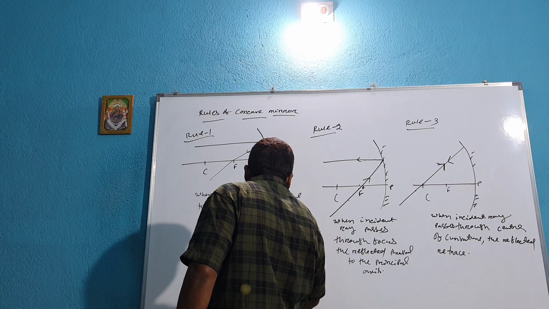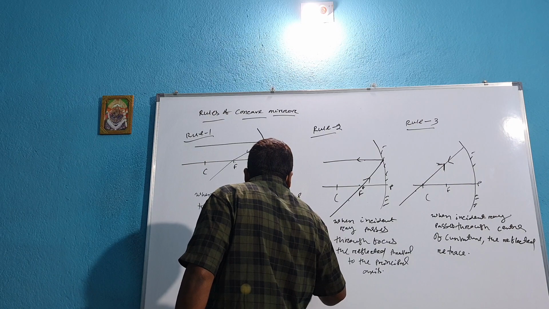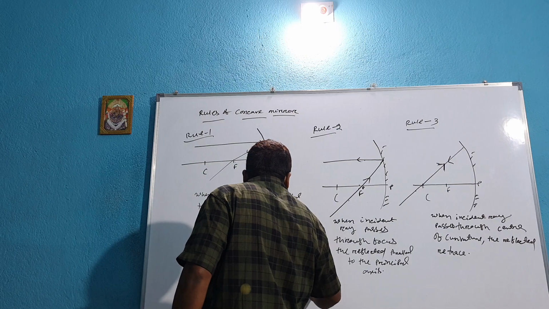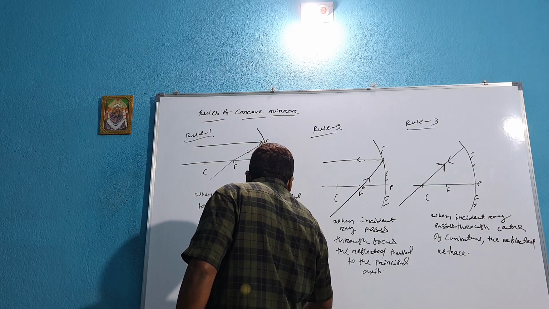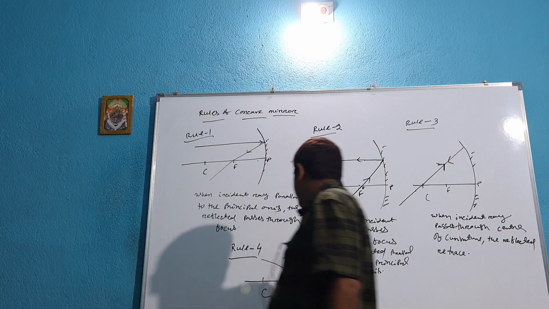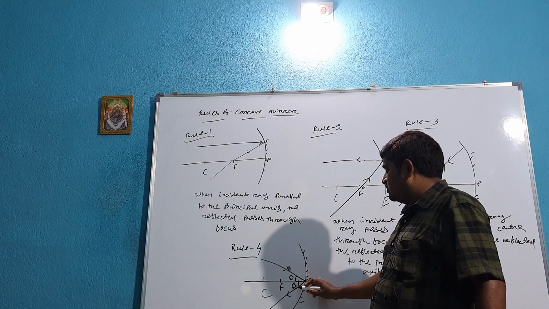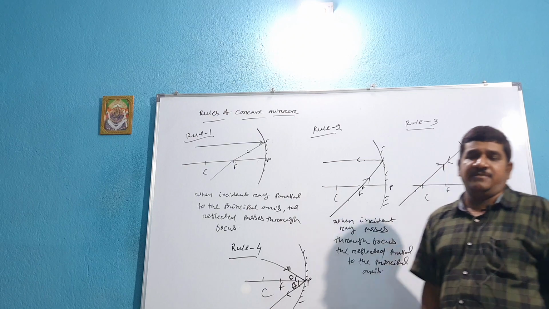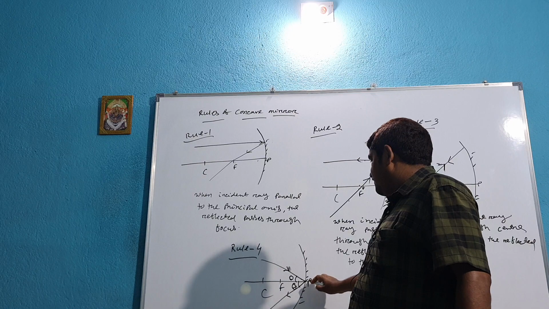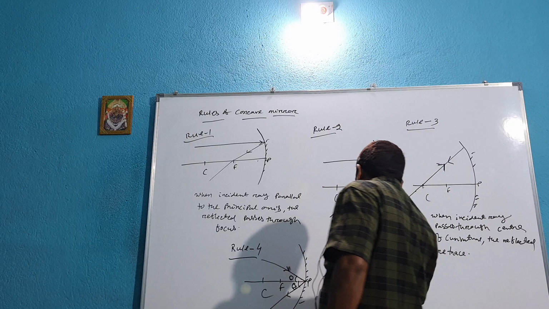P, F, C. When incident ray makes some angle at the point of P, that means pole, the reflected ray comes out at the same angle. That means when incident ray strikes the pole at theta degree, then reflected ray also comes out at theta degree.